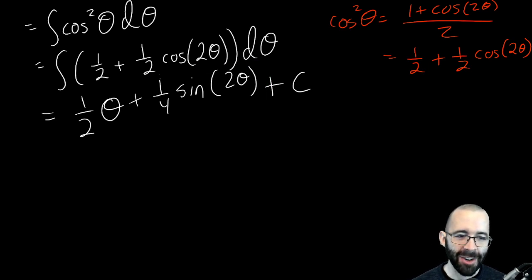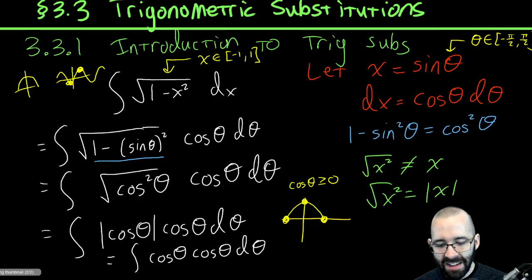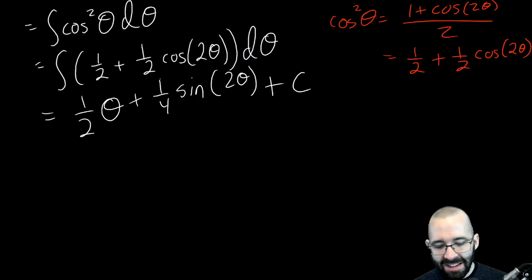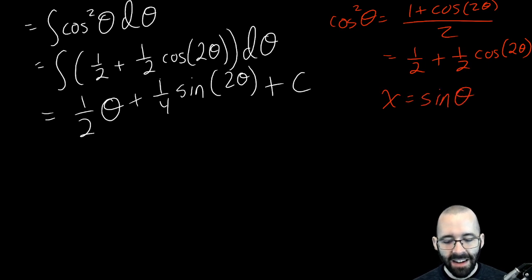I got some bad news for you, though. We're not done. Not only are we not done, but in a U sub problem, this last step is pretty easy. For a trig sub problem, this last step is not always quite as easy. Because look at what we have. x is sine theta. We know x is sine theta. Okay, so theta is the inverse sine of x.